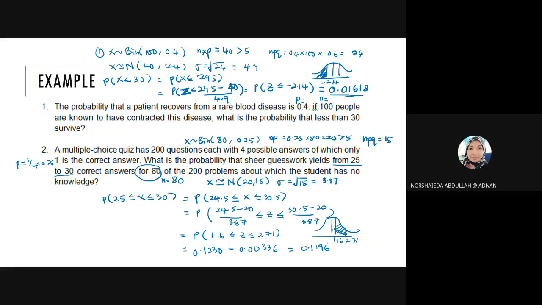Okay, so the method is simple. You need to do the continuity correction first, and then convert the x to z, and then we can use the normal distribution as usual, using the normal table to find the probability.